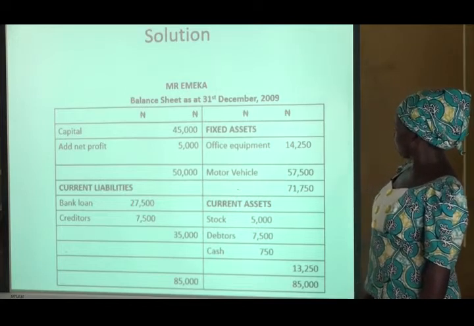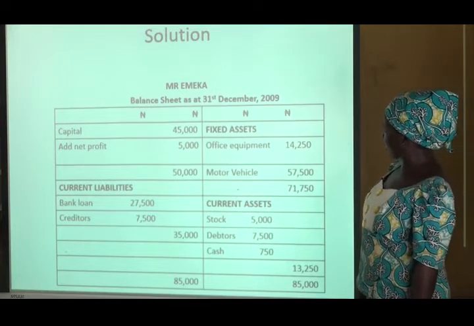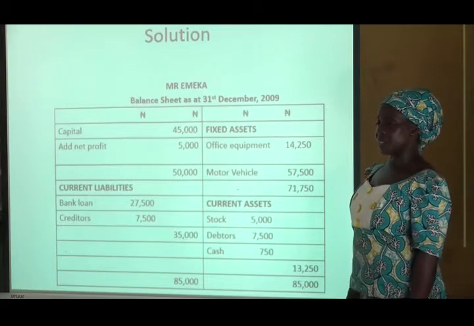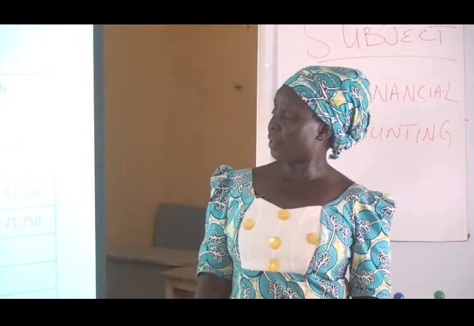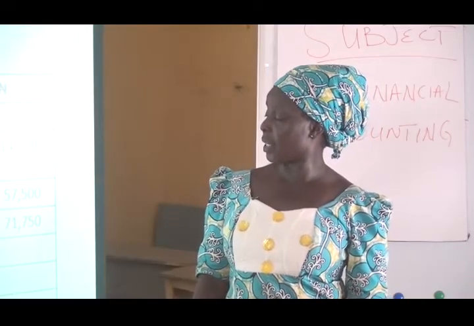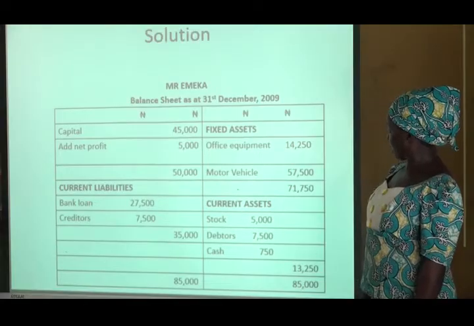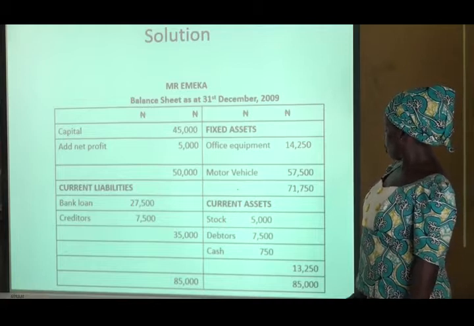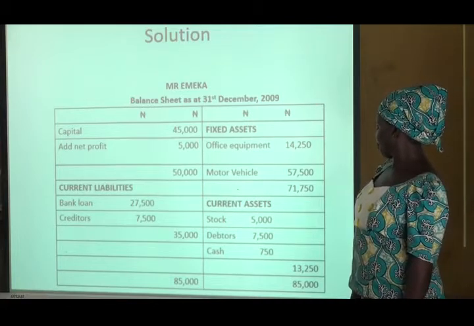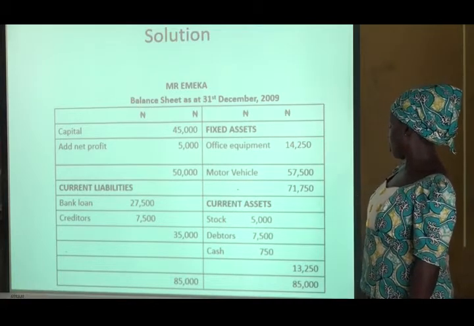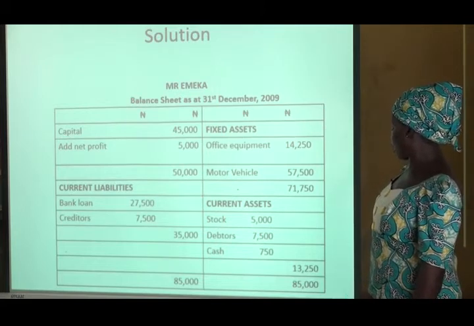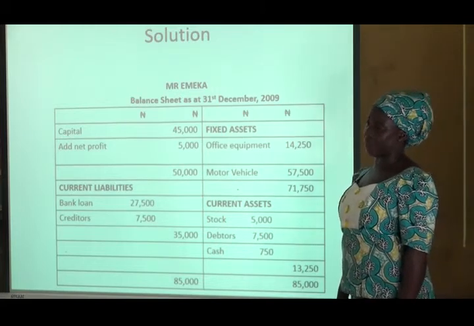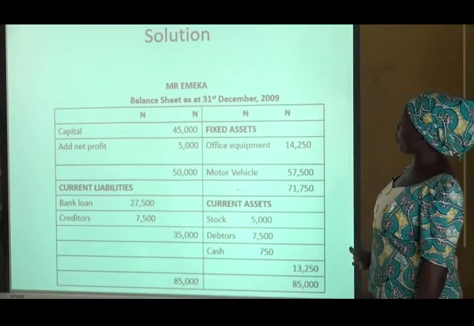Now we are going to take the total of the current assets and the fixed asset. The total of the fixed asset is 71,750, while that of the current asset is 13,250. Now when you sum them up together, we are going to arrive at 85,000 naira. We are done with the right-hand side.